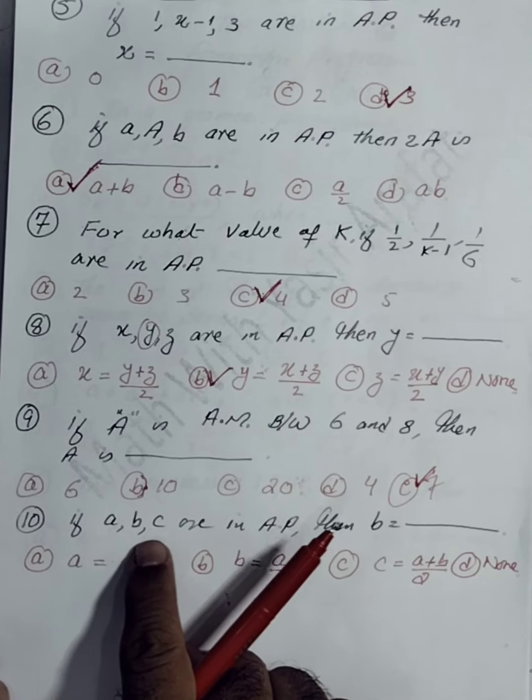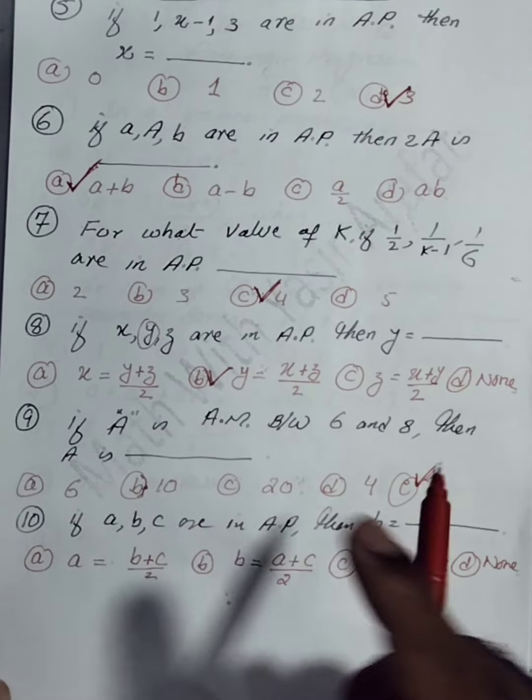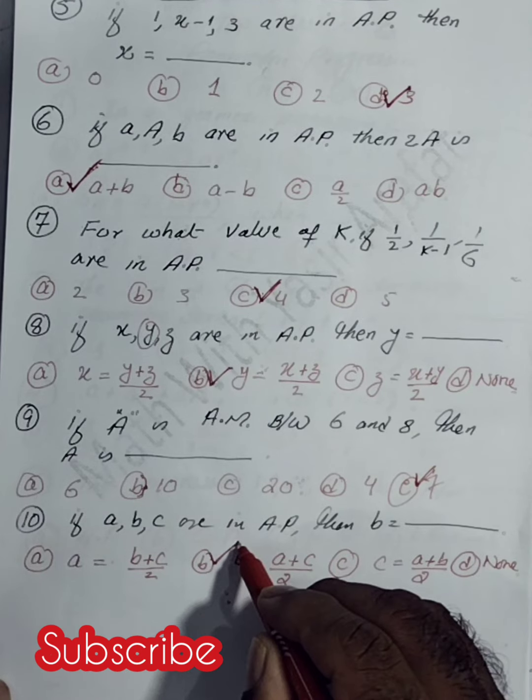Now come to the last MCQ. a, b, c are in AP, then b will be equal to a plus c upon 2, and the B option is correct.